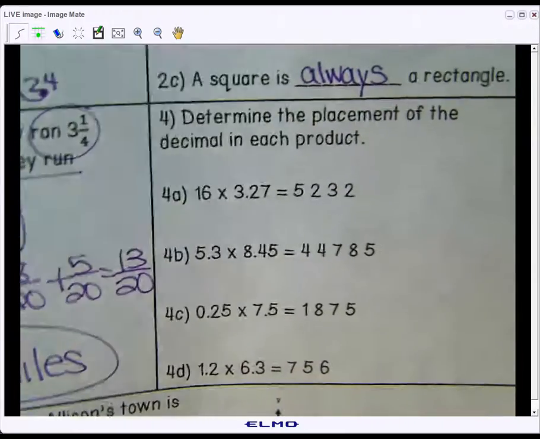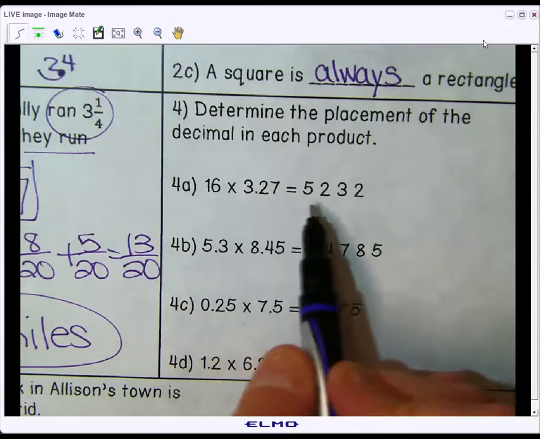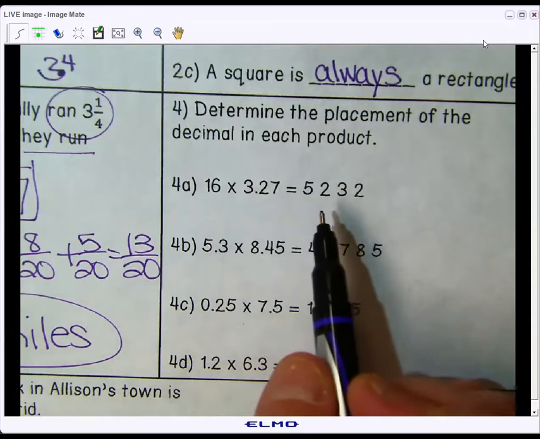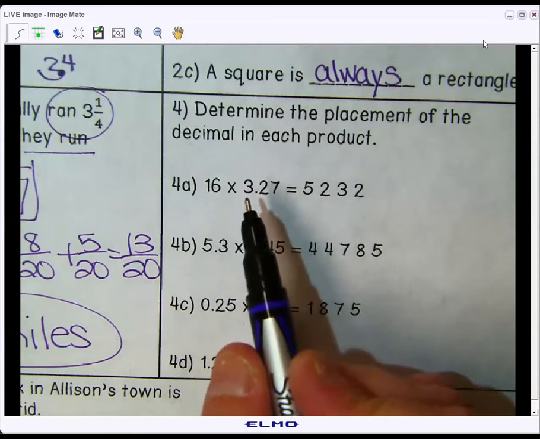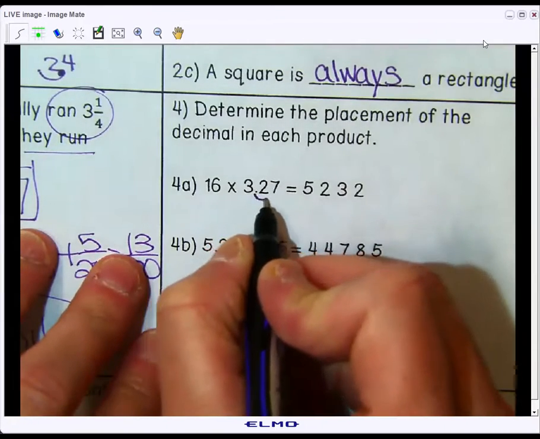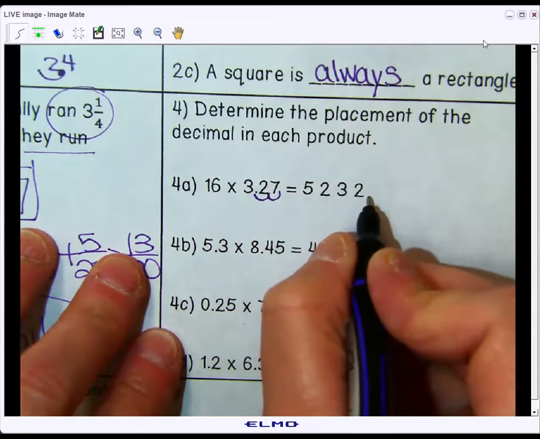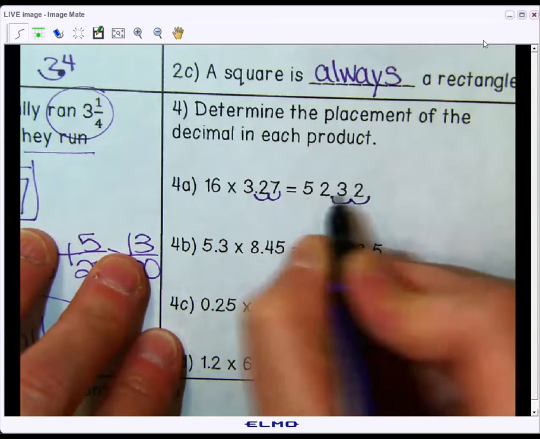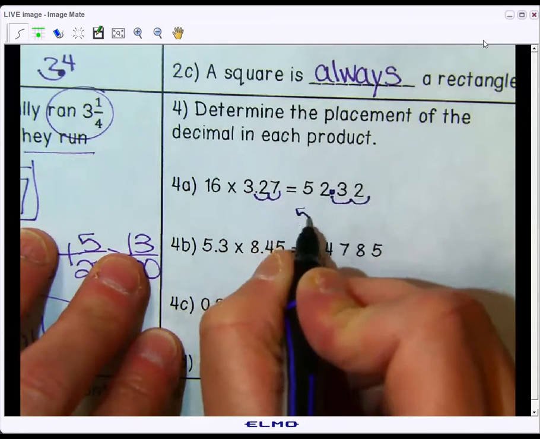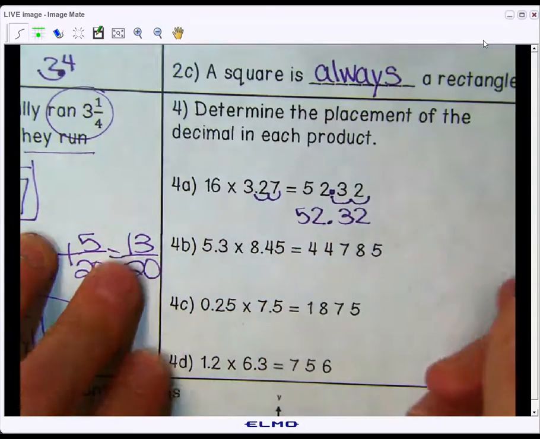Determine the placement of the decimal in each product. So we don't have to multiply because they're already giving you a product, but the product is not correct because we need to place the decimal in the correct place. So we know that if we have hundreds here, we're going to have to include that in our product as well. So we would move the decimal point 2 places. And so the decimal would be placed at 52 and 32/100.